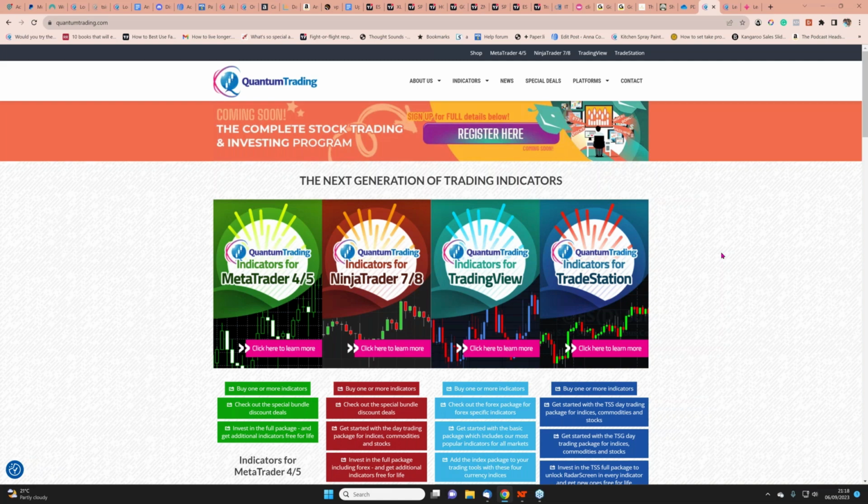So these are the four platforms at the moment. MT45 is one license, NinjaTrader 780 is one license, and TradingView is just fantastic because you can use it on any platform. I have it running on a Mac. You've got iOS. You can have it on mobile. Doesn't matter. It's great. You can access it in any which way you like. So that's where you find the indicators at Quantum Trading.